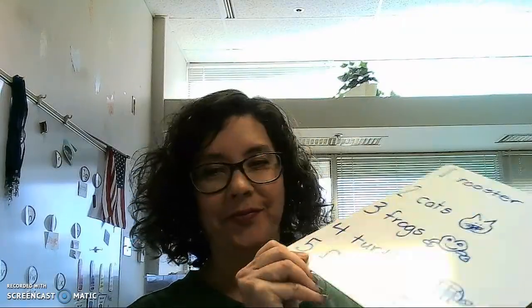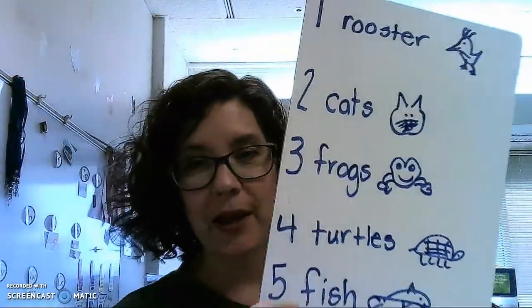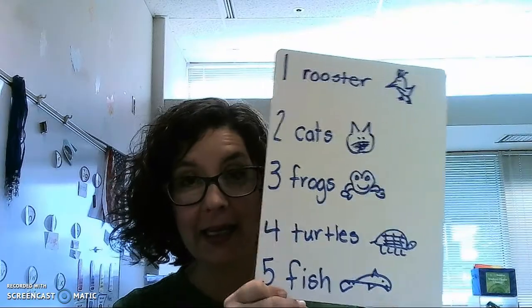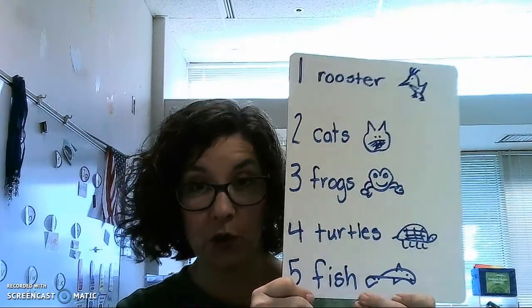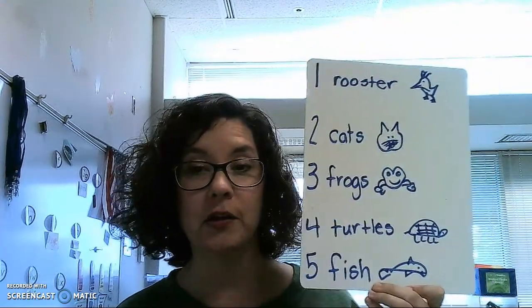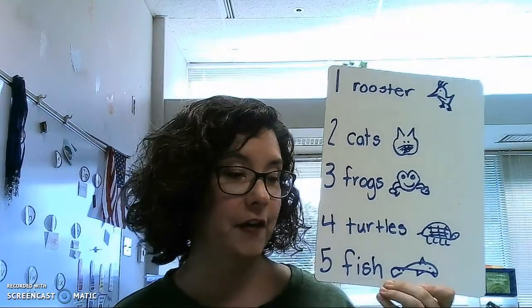I hope you've all had time to finish your workbook page, page 127, and see how many animals went with Rooster to see the world. All right, I've got my little note here that we had decided that there was 1 rooster, 2 cats, 3 frogs, 4 turtles, and 5 fish.